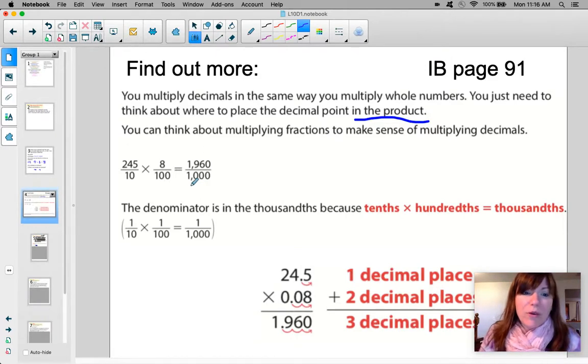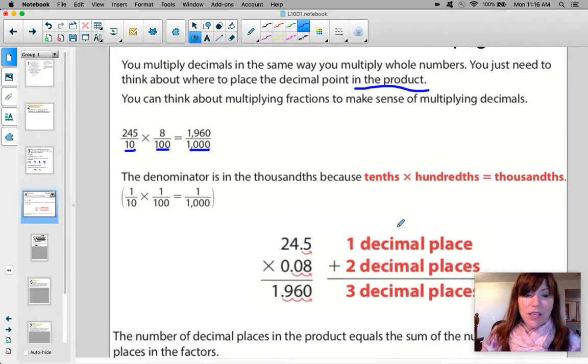Where does the decimal point go? I want you to focus on the denominators. 10 times 100 is 1,000. That tells you that your answer will be written in the thousandths place. So tenths times hundredths is thousandths. You can see here a traditional setup of a multiplication problem using our numbers from before, from Ben's problem. And you can see this hopping and counting of the decimal places.